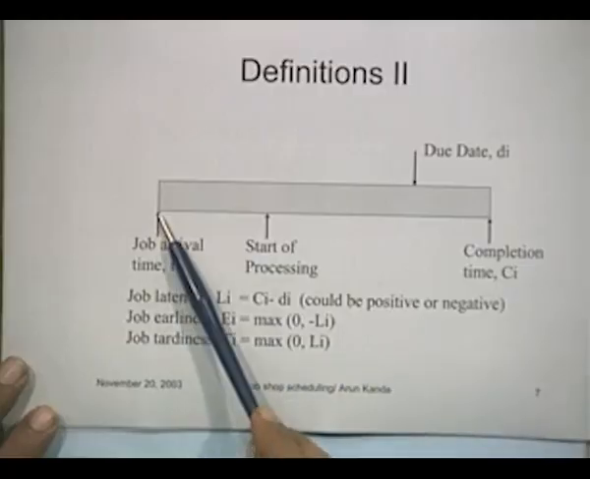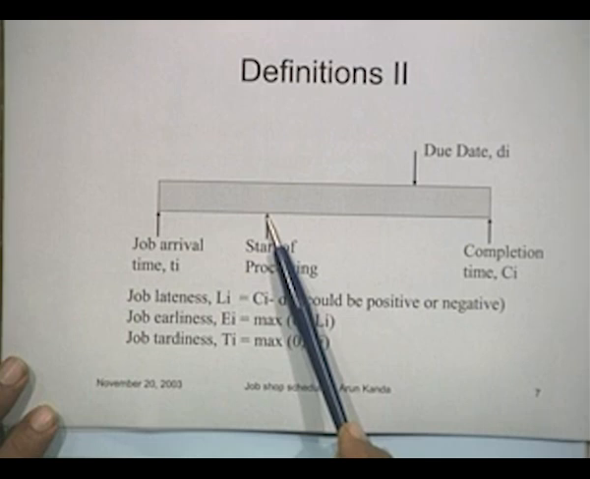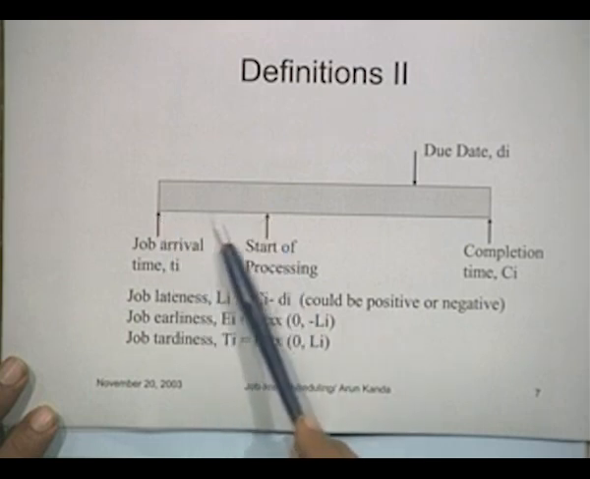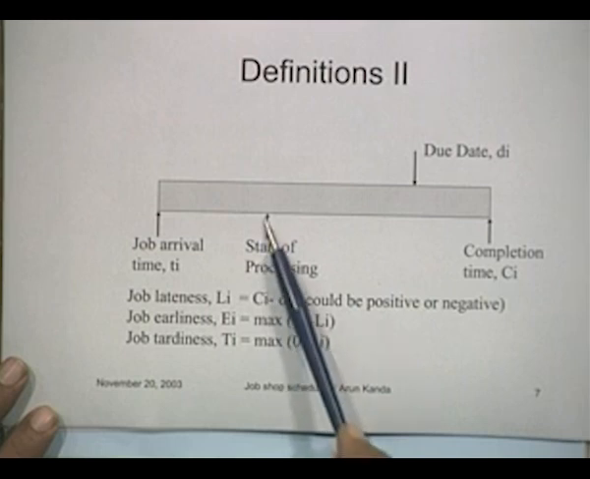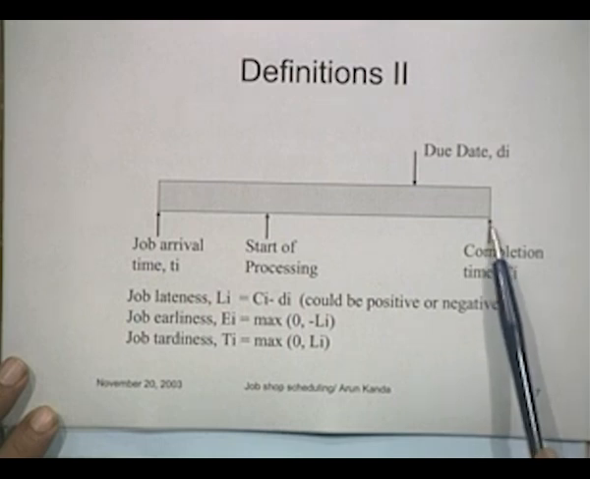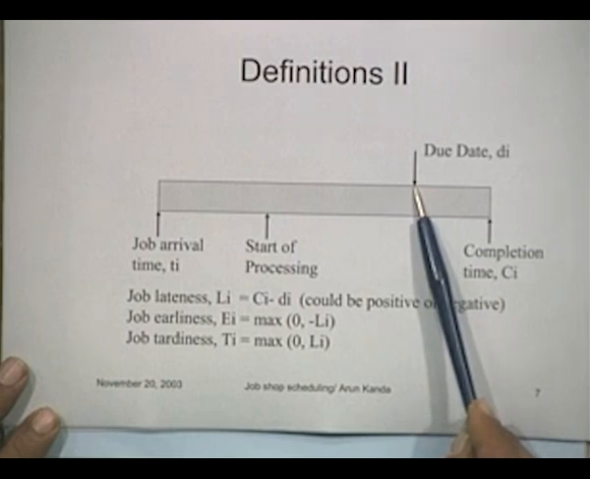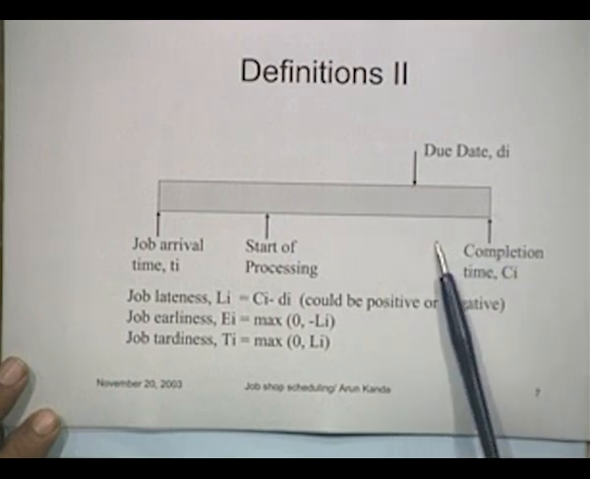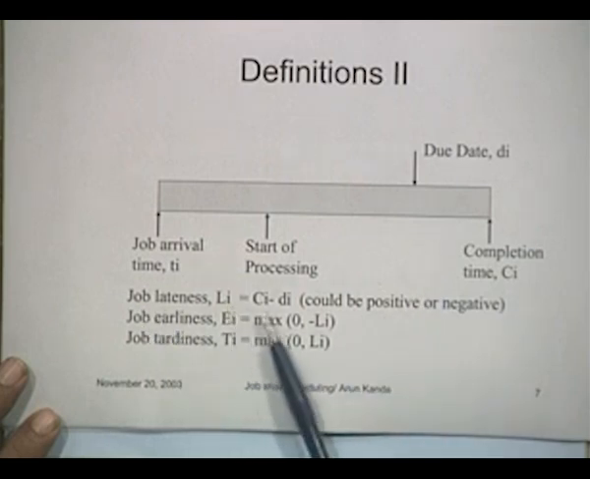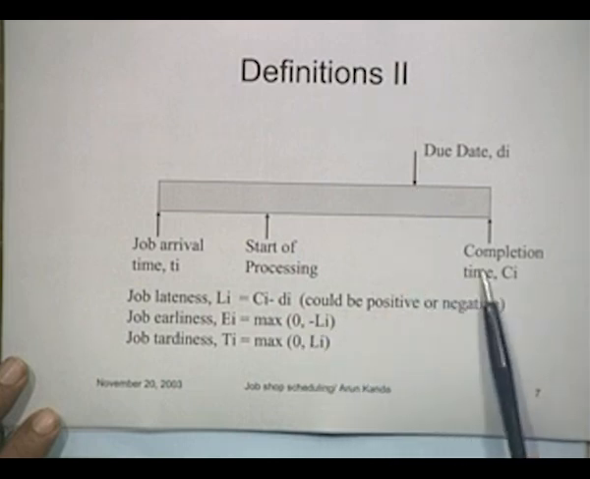We can also talk about due date related criteria. Again, this is the arrival time of the job, Ai. This is the start of processing of the job here. So the job comes here, it waits for so much time, then it starts processing, and then subsequently you have the completion time of the job, which is Ci. When you are talking about the completion time as Ci, the due date for the job might be something like this, Di, which could be earlier or later than the completion. So we can define job lateness Li as Ci minus Di.